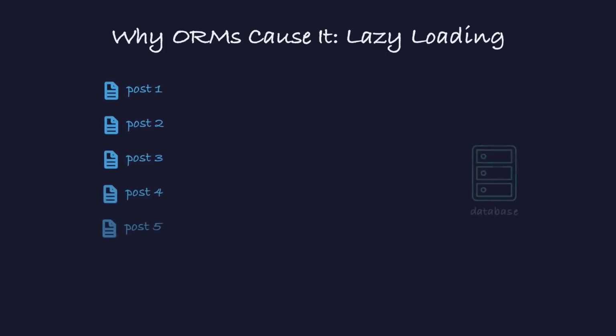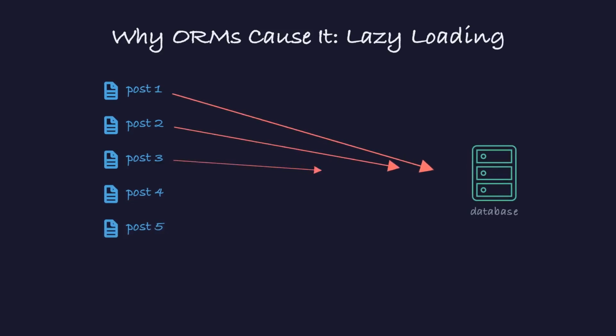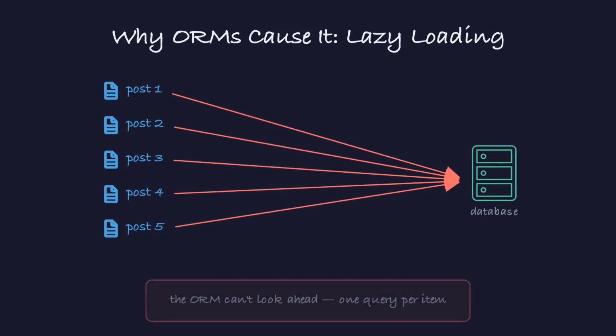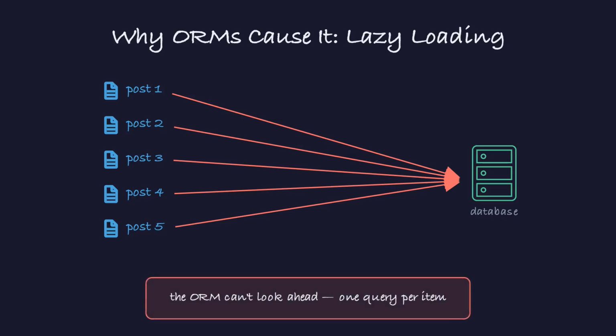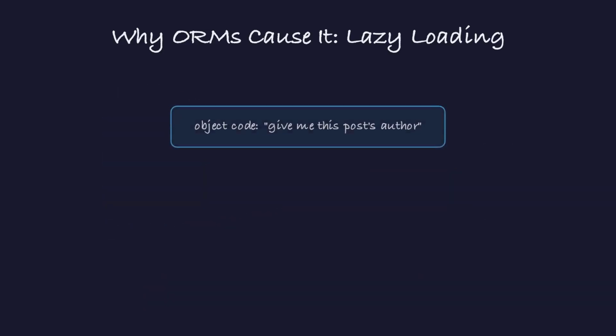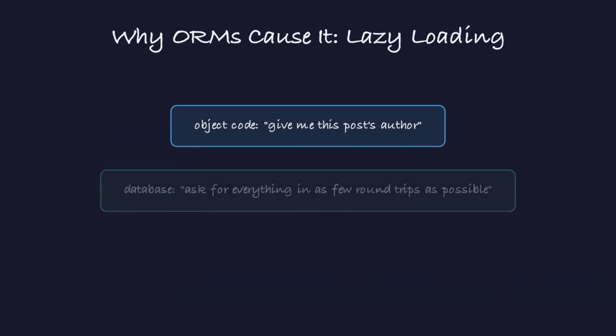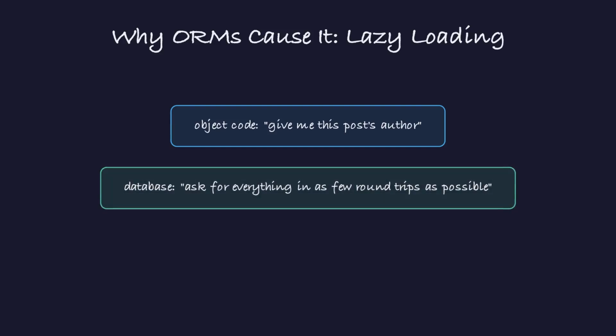The problem is the loop. You iterate a collection and touch a relationship on every item. Each touch fires a fresh query. The ORM can't see the future. It doesn't know you're about to ask for every author. Underneath, it's a mismatch. Your object code says, give me the author of this post. The database wants all the data you need in as few round trips as possible. Lazy loading is where that bridge quietly collapses at scale.